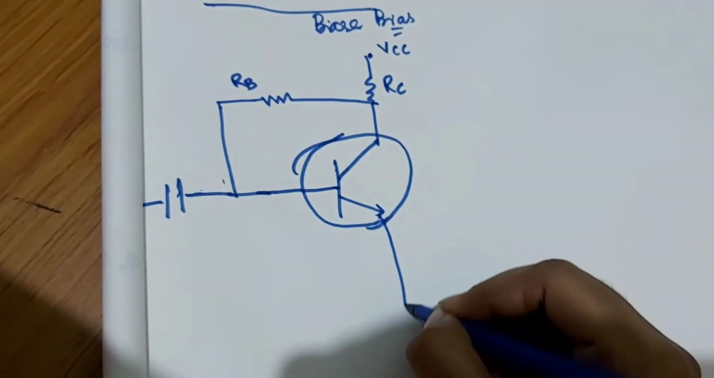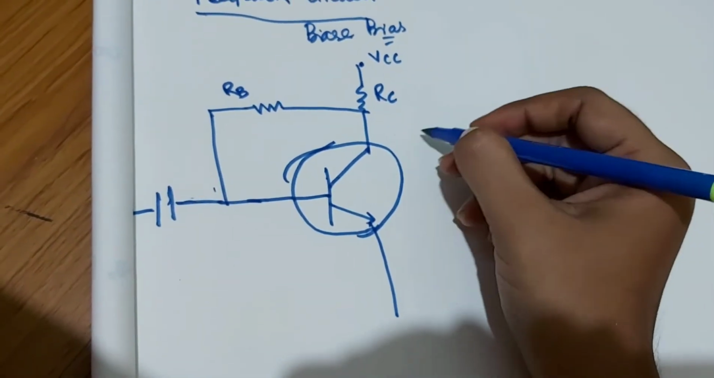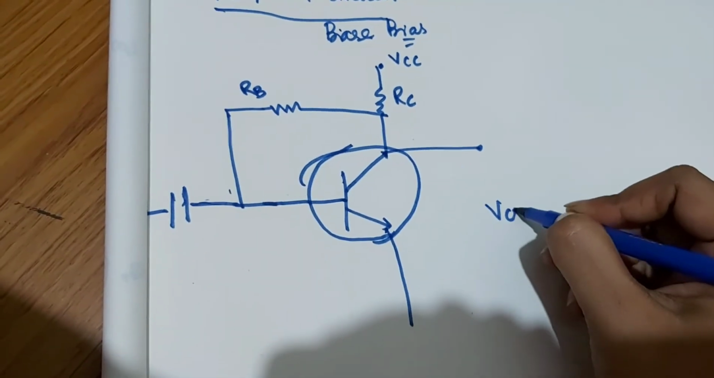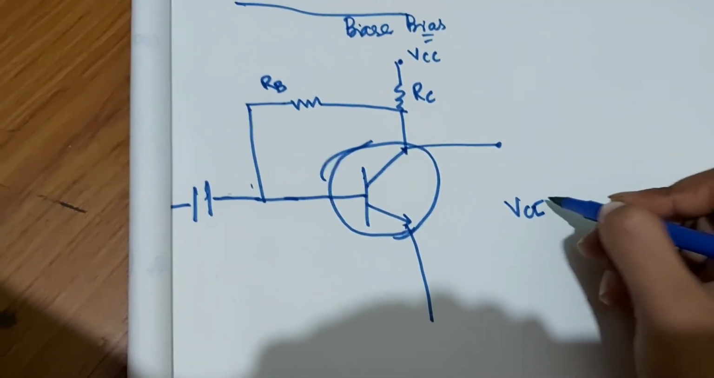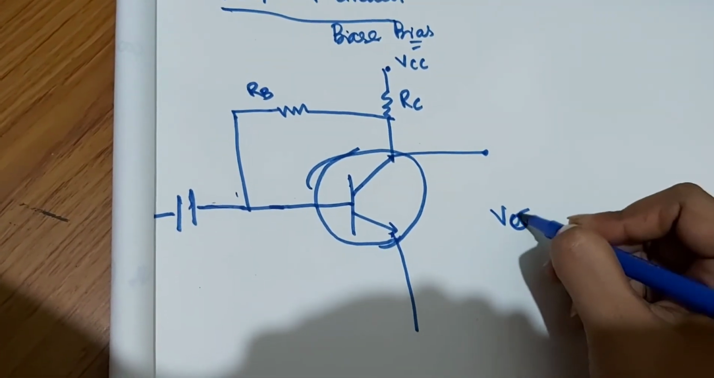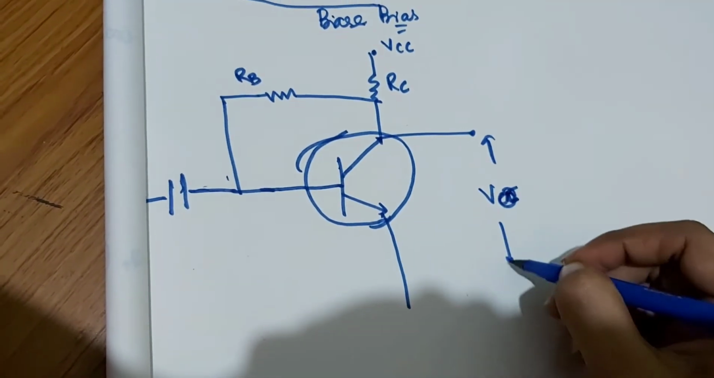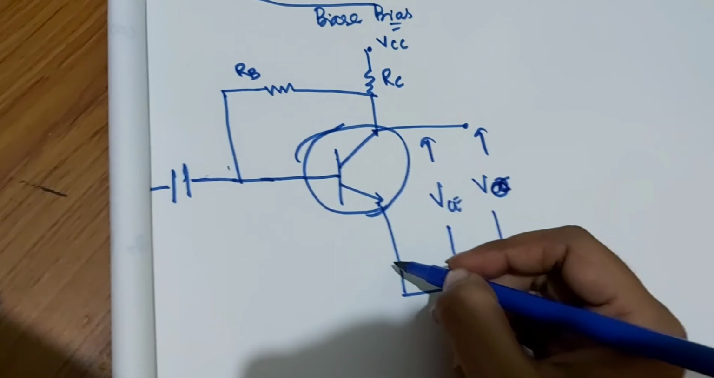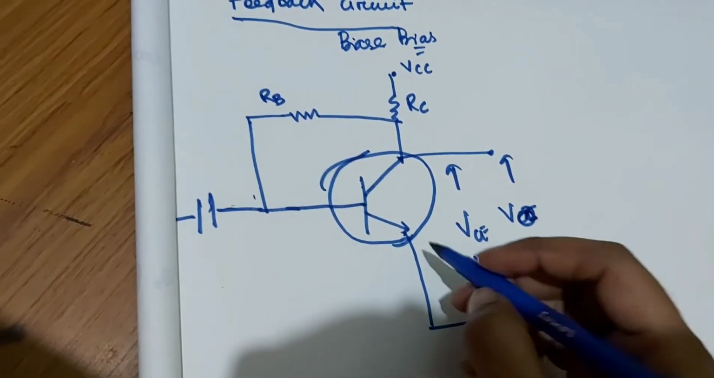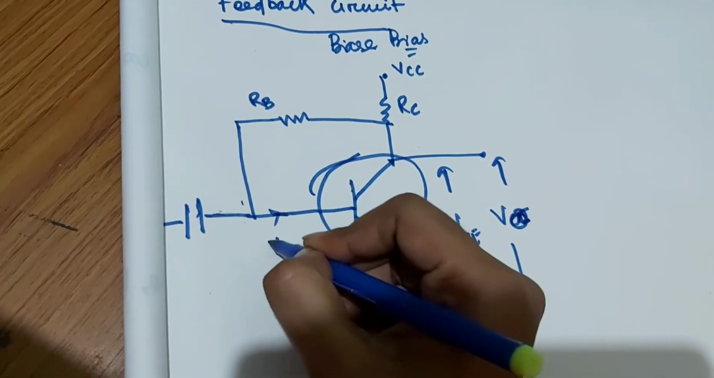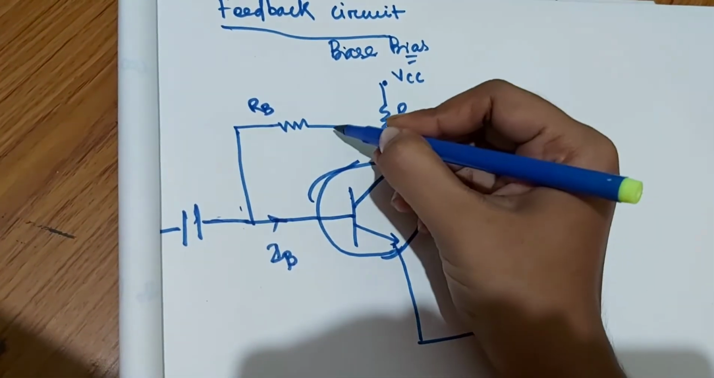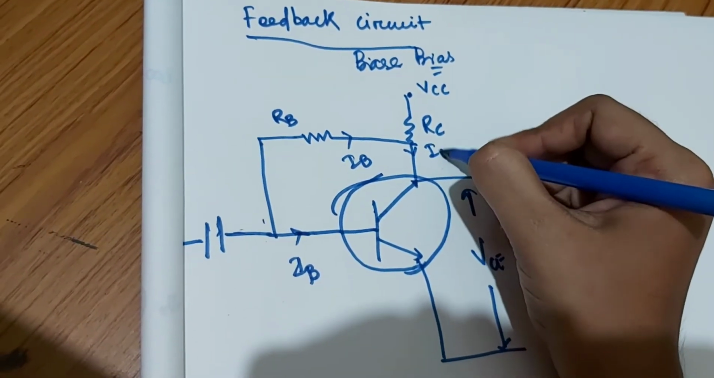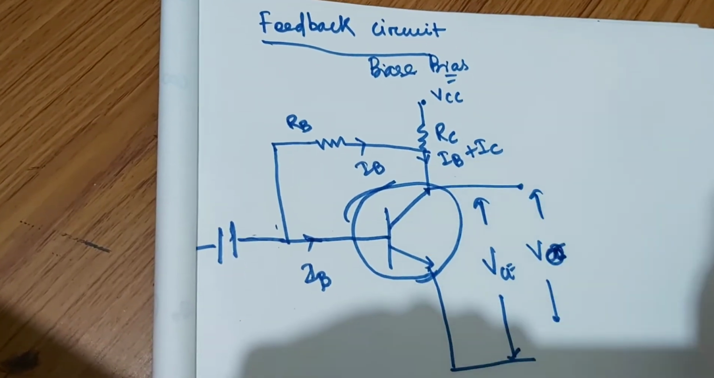Here we take the output over here. This is my VCE, the emitter-collector voltage. And here my IB is there. The current IB flows through the circuit, and here I will get IB plus IC.